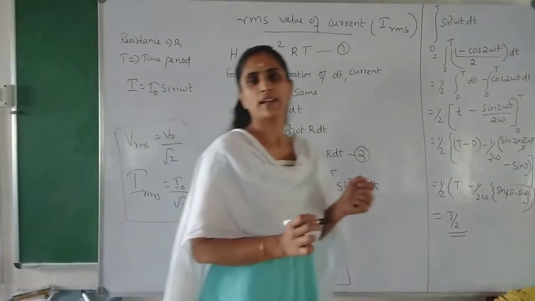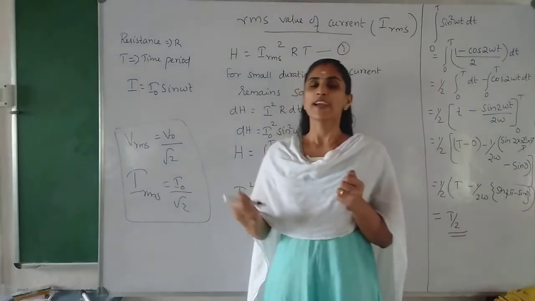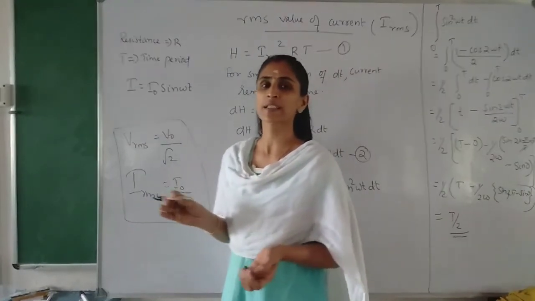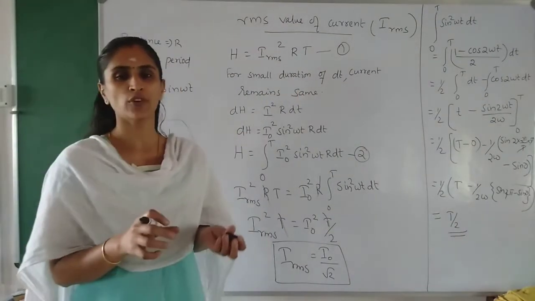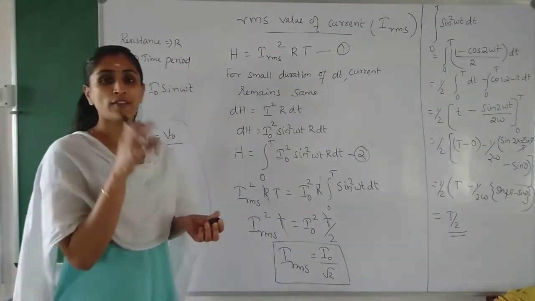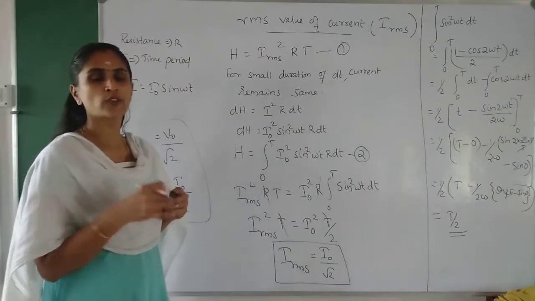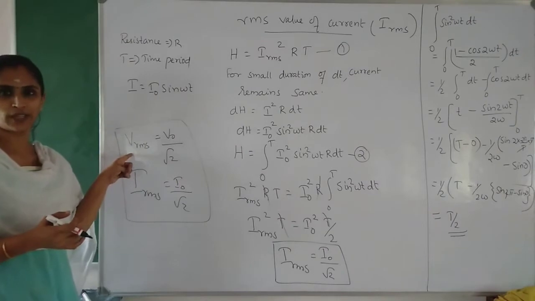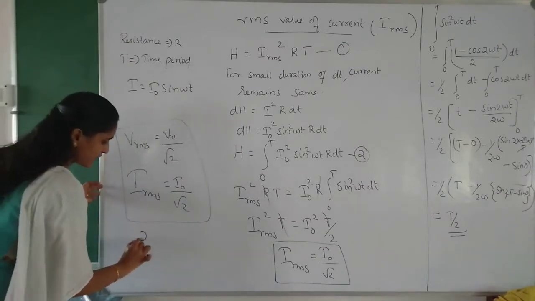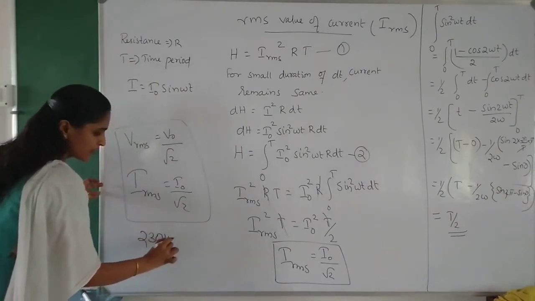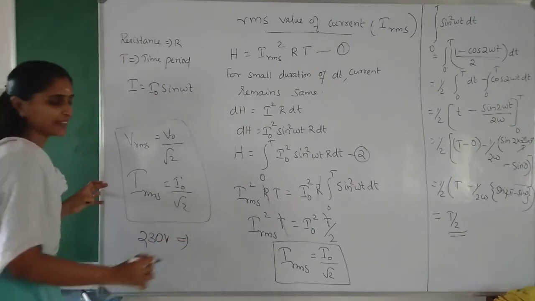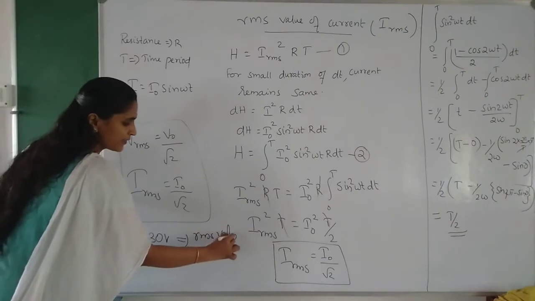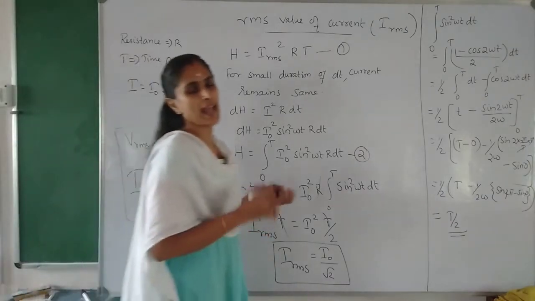Whenever we are dealing with AC voltage, we are telling only the RMS value of voltage. For example, if we say 230 volt or 220 volt AC, we are telling the RMS value. So what will be the peak value? Peak value will be root 2 times the RMS value. So when we are specifying 230 volt or 220 volt, we are specifying the RMS value, and its peak value will be root 2 times the RMS value.